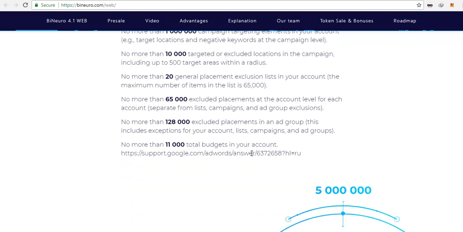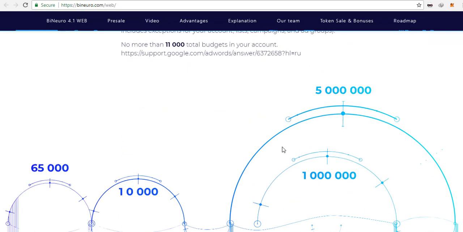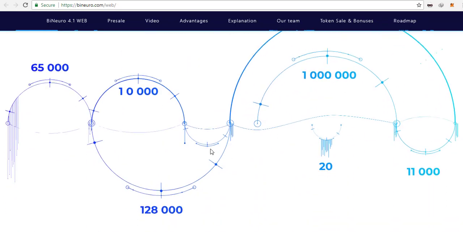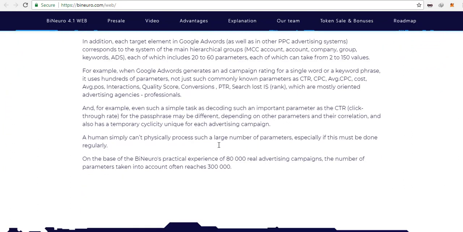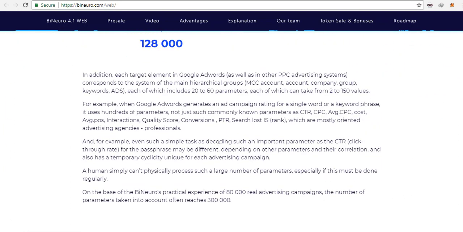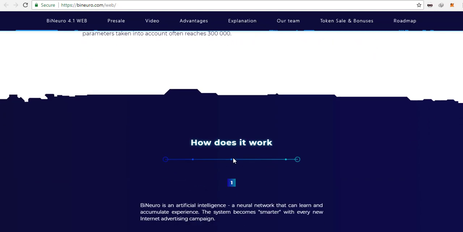And no more than 128,000 excluded placements in an ad group. This includes exceptions for your account, lists, campaign and ad groups. And no more than 11,000 total budget in your account. Okay, and here you can see this statistic.